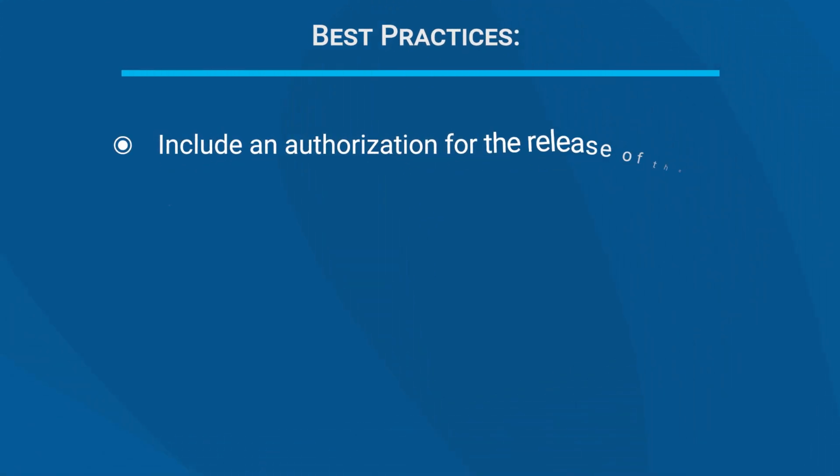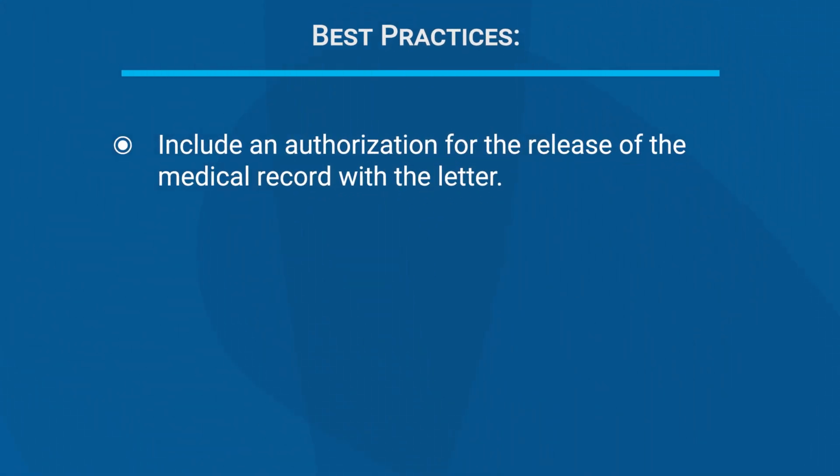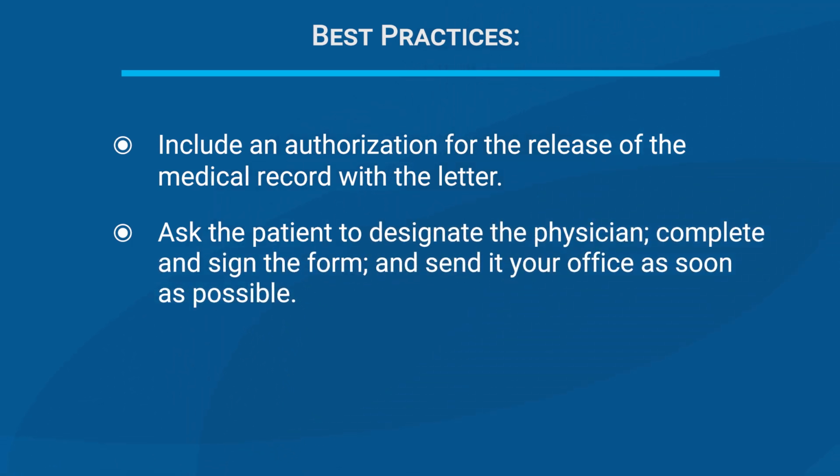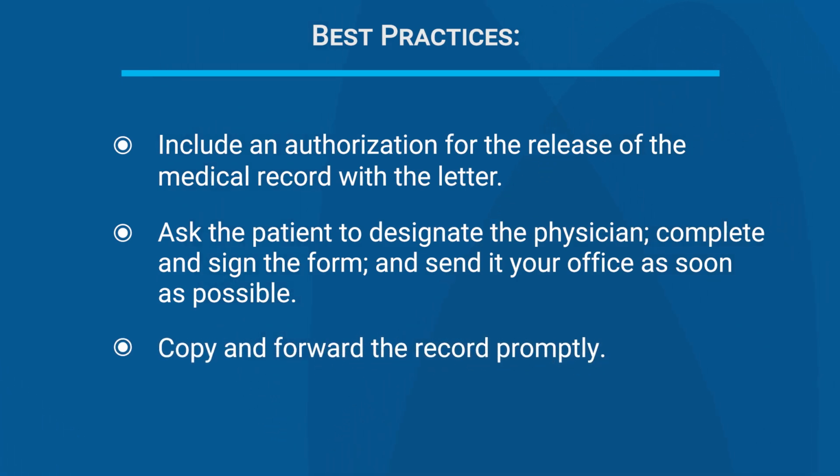Instead, describe in general terms how the patient can find a new physician. This could include referring the patient to his or her health insurance company's list of providers or county medical society to find a new provider. Include an authorization for the release of the medical record with the letter. Ask the patient to designate the new physician, complete and sign the form, and send it to your office as soon as possible. Forward the patient's record promptly. Something else we recommend when you end the relationship: don't charge the patient for copying the medical record.